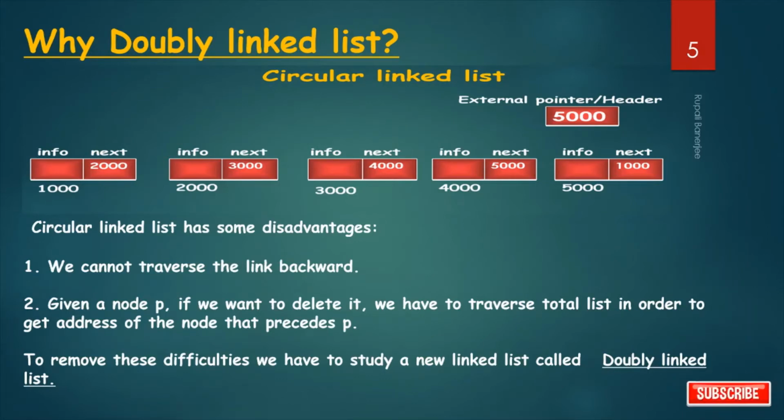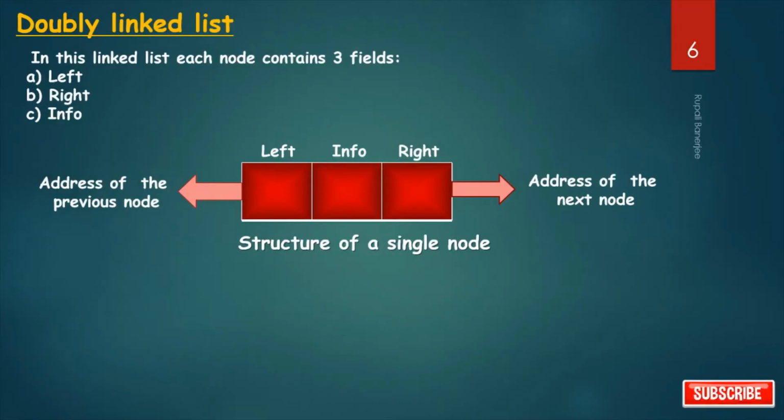So to remove these difficulties, we have to study a new linked list called doubly linked list. So what is doubly linked list? In this linked list, each node contains three fields: left field, info field and right field. Left field holds the address of the previous node and right field holds the address of the next node. So this is the structure of a single node.